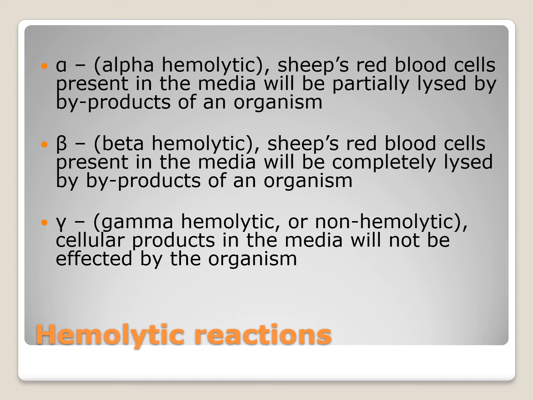So an alpha hemolytic streptococcus is a streptococcus that produces toxins or enzymes that partially lyse the cells around the organism in sheep's blood agar. Beta hemolytic organisms are organisms that completely lyse the cells around the colonies on sheep's blood agar, and gamma hemolytic organisms are organisms that are non-hemolytic, so they have cellular products in the media that are not going to actually affect the media. There's some really nice examples in your book. I would highly recommend that you take a look at the Streptococcus chapter, and that way you can see the difference between alpha, beta, and gamma hemolysis.